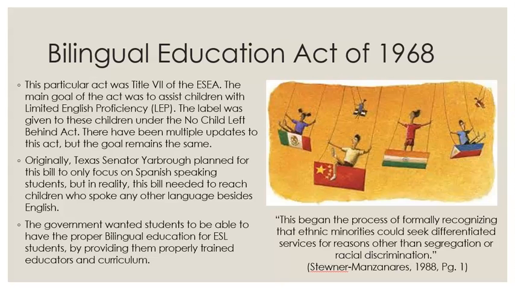Next is the Bilingual Education Act of 1968. This particular act was Title VII of the ESEA. The main goal was to assist children with limited English proficiency, LEP, and that label was later given to these children under the No Child Left Behind Act. There have been multiple updates to this act, but the goal still remains the same.